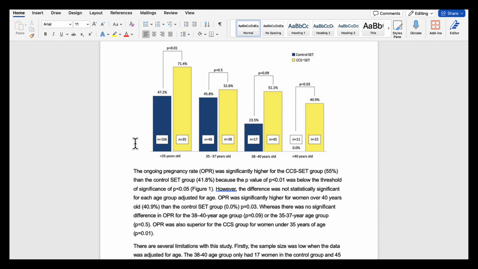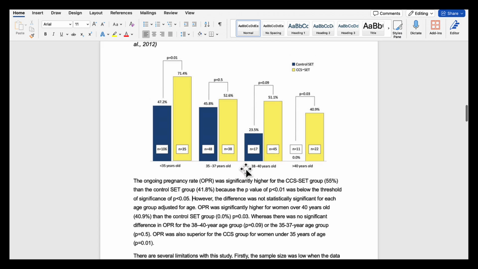Just point the reader in terms of looking at, show them where to look to find the information. So what I've done first of all is said the most, I guess probably the most important in the summary, and I've done it in terms of what the main finding was. So the ongoing pregnancy rate was statistically significantly higher for this group compared with this group because the p-value was below the threshold of significance. So that's really quite dense there, isn't it?